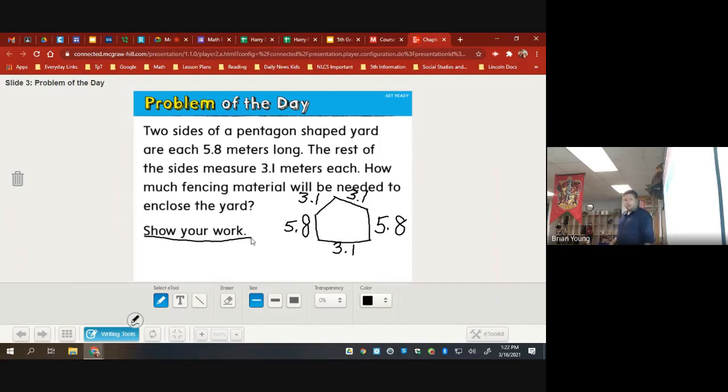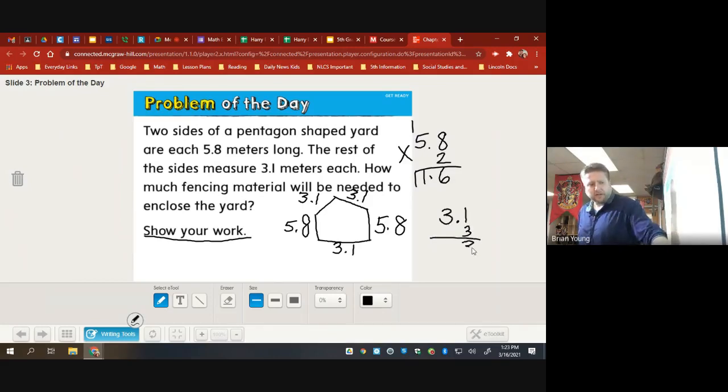And hopefully I gave you enough time to find out, adding those together, what is it? 20.9. Is that what you got? Yep. Anybody else get that? All right, so I would do it like this. I'd say, well, 5.8 times 2, because there's two of those, right? That's 11.6. And then how many of those 3.1s? Three. So 3.1 times 3 gives me 9.3. And I'm going to add this up to here. And what did you say you had? 20.9. He is right. So 20.9 meters is how much fencing.